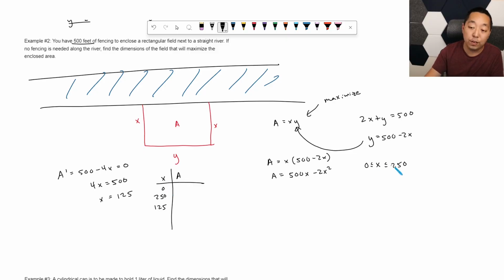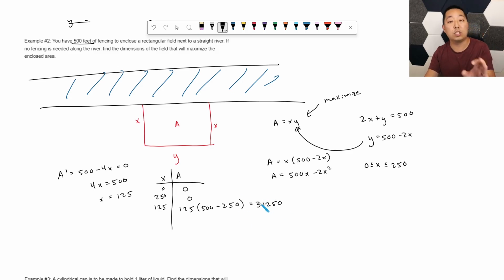Now, 0 and 250 are going to make these 0, actually. If you plug in 0 into here, you'll get 0. If you plug in 250 into here, this part will be 0. You can check on your calculator. What about 125? It's going to be 125 times 500 minus 2 times 125, which is 250. And that's going to be 125 times 250, and that's going to be 31,250. Either way, this is the maximum. This is the largest value of the endpoints or of the critical points.